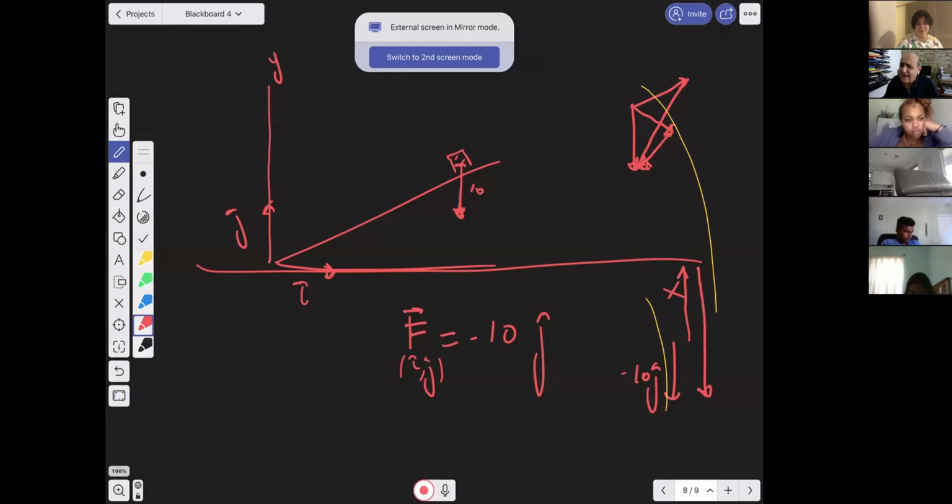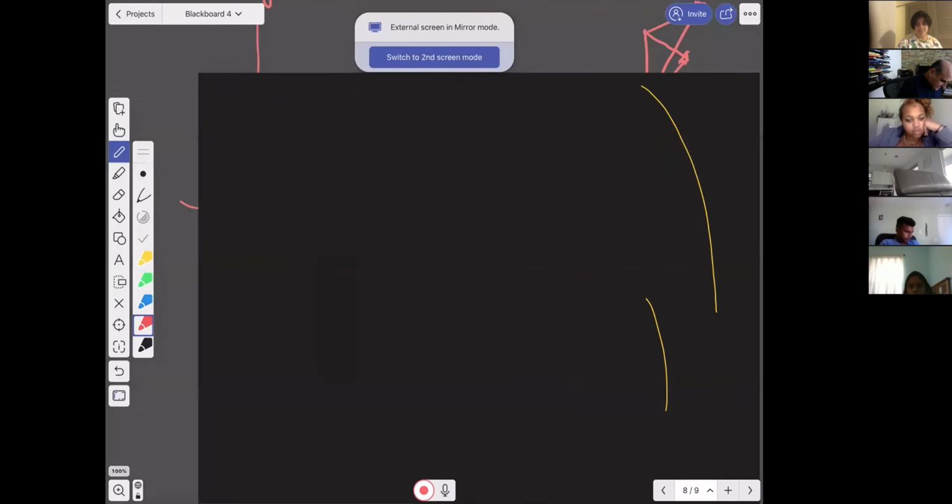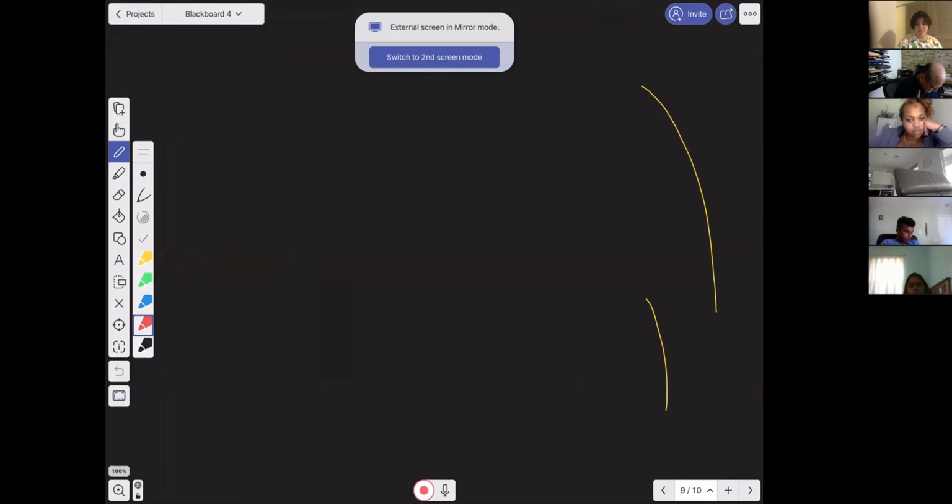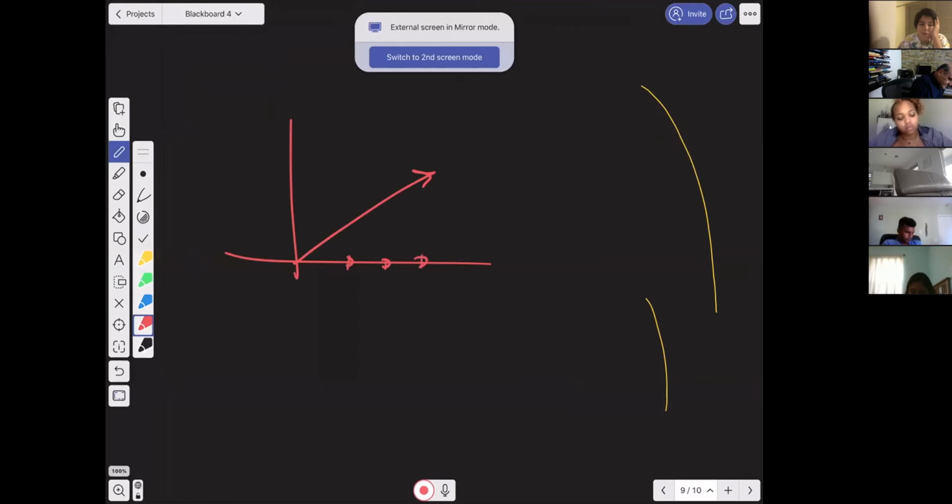Do you visualize this? I'm having trouble. So you're saying that it can be, I'm sorry, could you do another example? I repeat. You have this vector, 3i plus 4j.